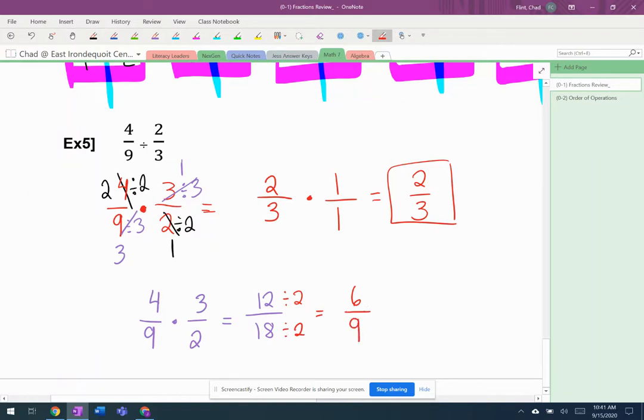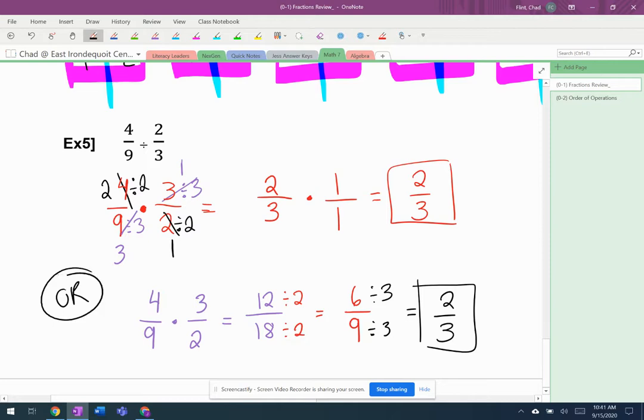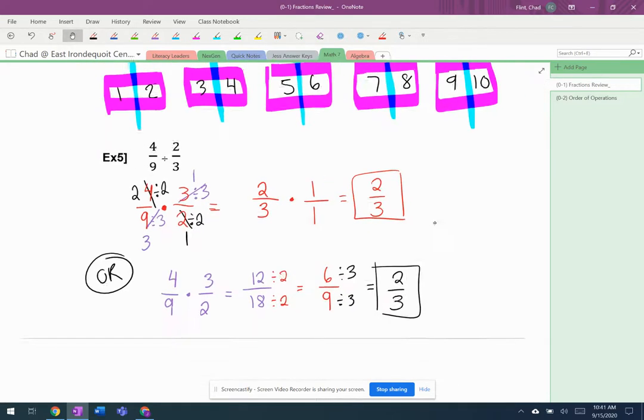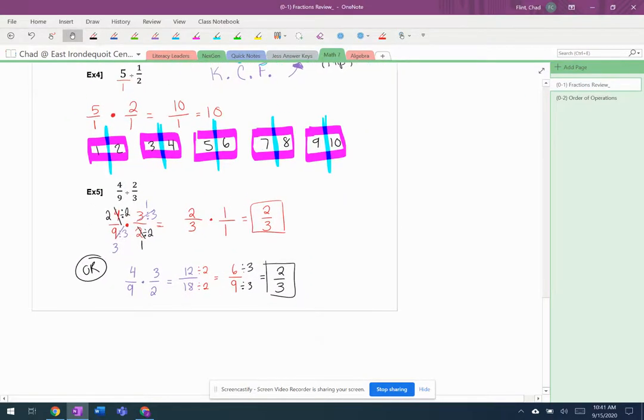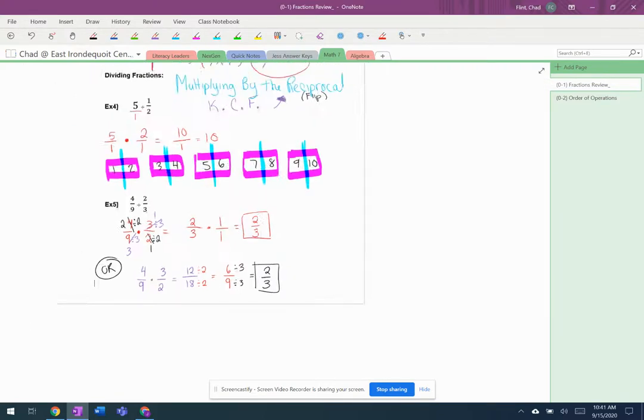But look, I still have 6 and 9, and those can still be simplified further. Divide by 3 gives me that 2/3 that we also got above. So just keep in mind that if you don't do the cross-canceling in the beginning, that's fine. You just might have to do some simplifying towards the end.